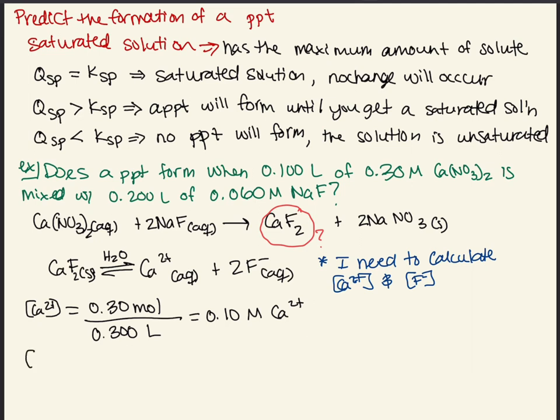Now I need to calculate the concentration of my fluoride ion. So this is going to be 0.060 divided by 0.300. And when we plug that in our calculator, we get 0.040.